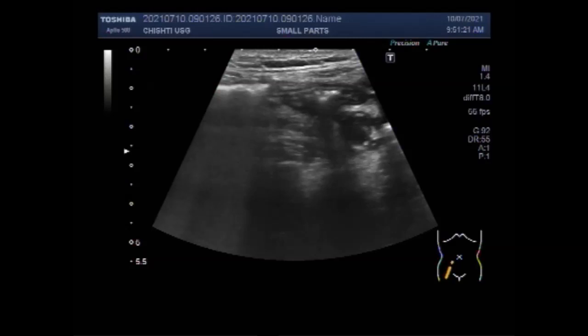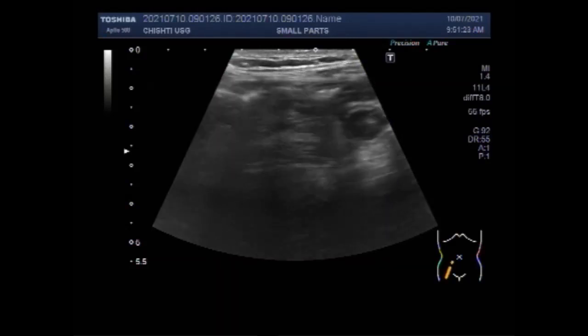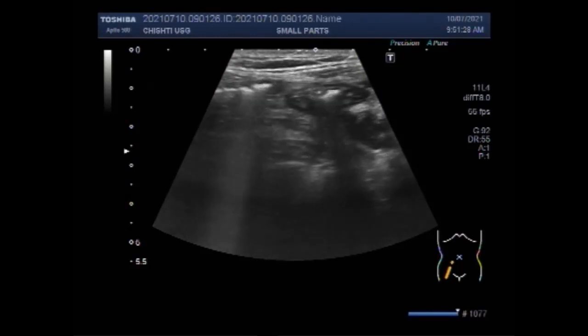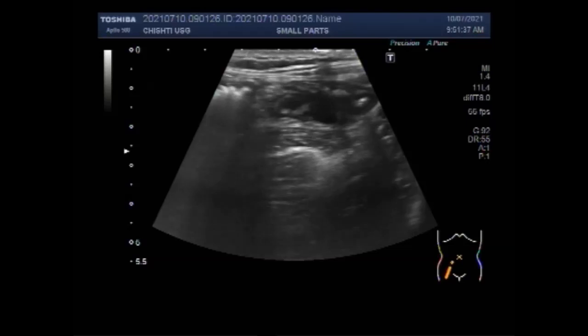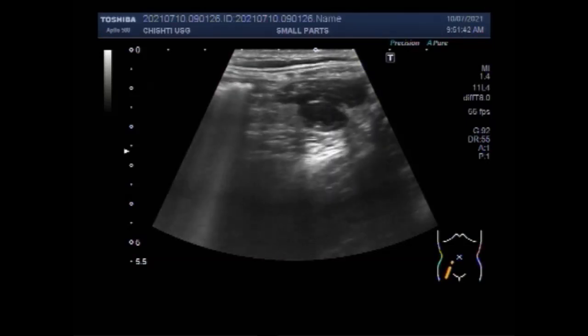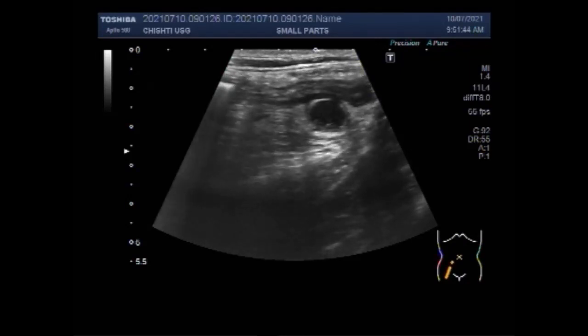It is generally accepted that the main etiology of appendicitis is the obstruction due to fecalith in adults and lymphoid hyperplasia in children. Now you can see the cecum, and now you will find and see the inflamed appendix. When you sweep the probe in the surrounding area, you can focus. This is the vertical view of the inflamed appendix.